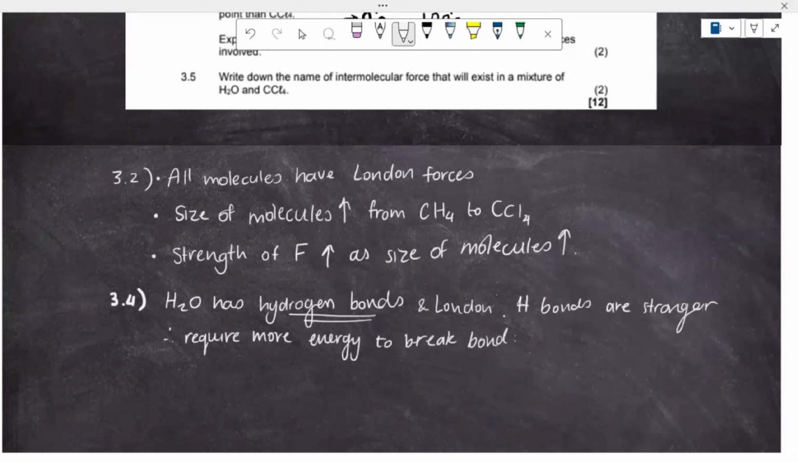And remember, if we require more energy, that translates to our temperature, right? So that means we would have a higher melting point or boiling point because we have to provide it with higher temperatures in order to break it. Okay, so that's how you should have answered 3.4.